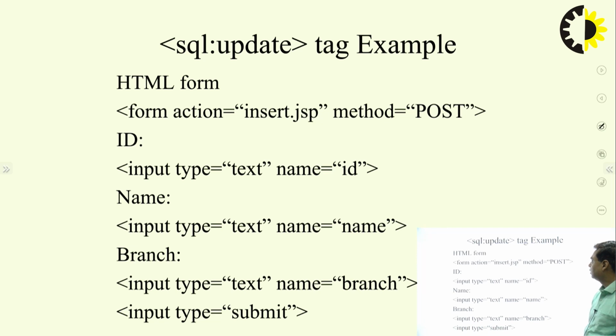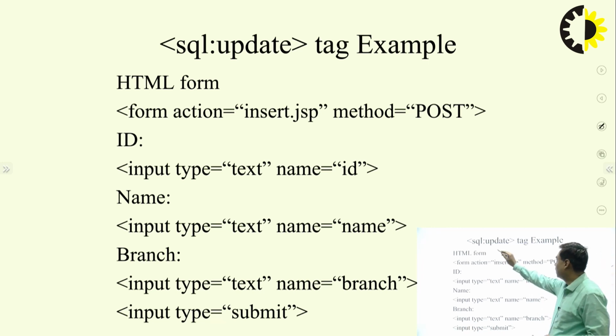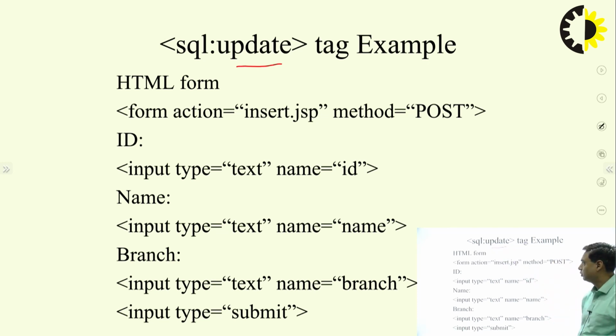Next, we are moving towards some more JSP actions related to database connectivity. One is updating the records. Now you can see this program. It is a simple HTML form in which we have text boxes with the names ID and name. We have one more text box, branch. So we have three text boxes: ID, name and branch.